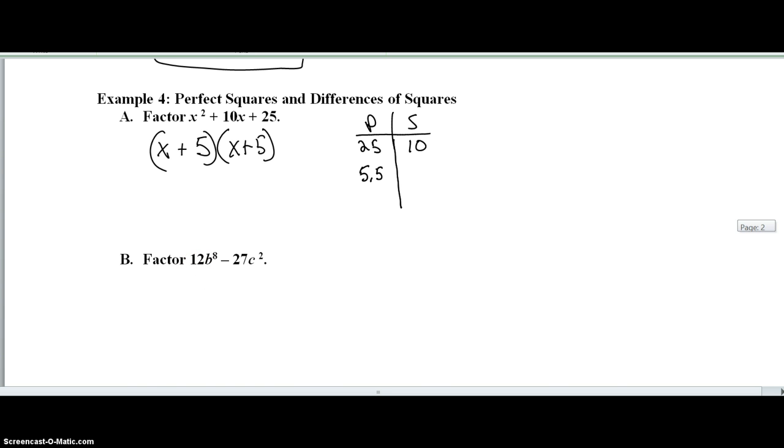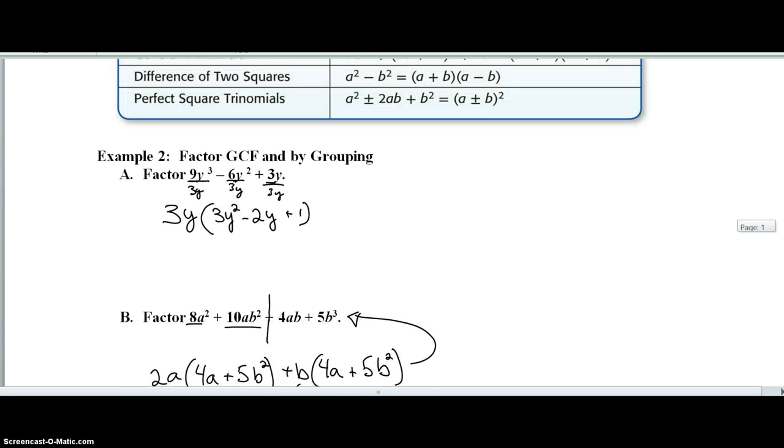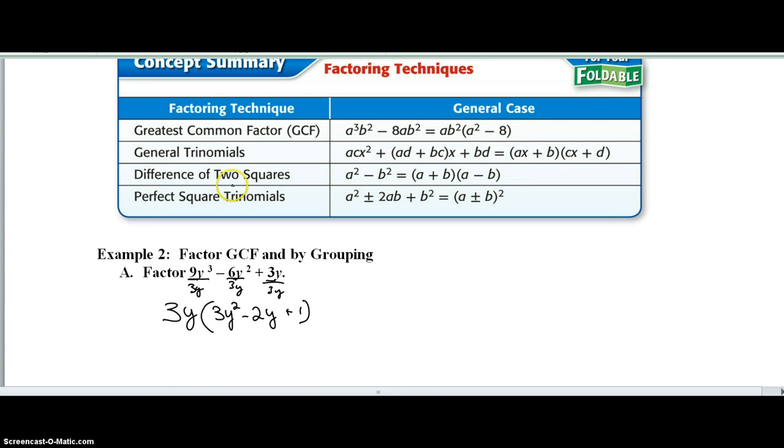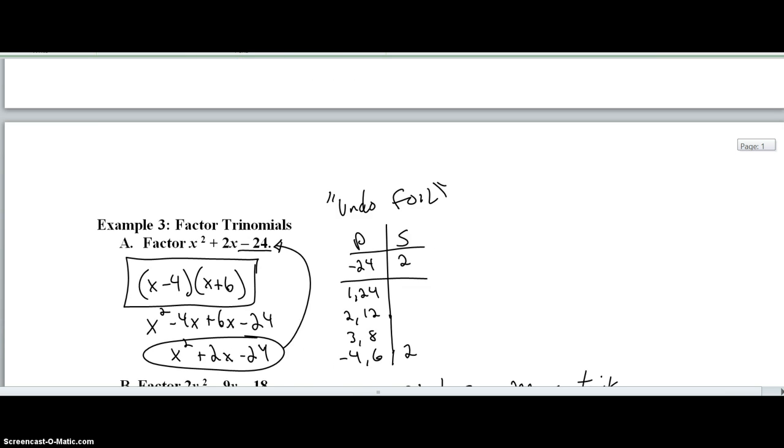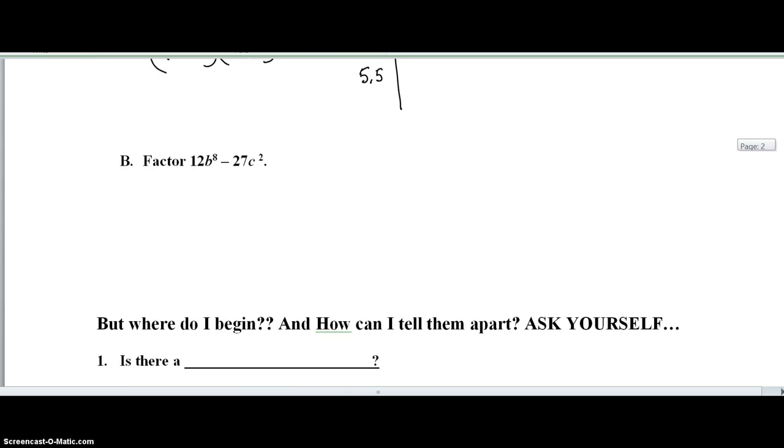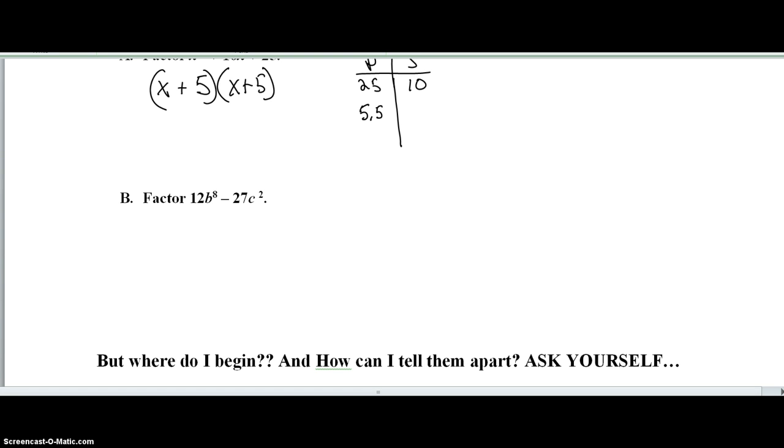So let's scroll up and take a look at our difference in squares. We have the first term minus the second term, then we have the first term plus the second term, or the square root of the first term plus the second term, and the square root of the first term minus the second term. So that's the same technique. We're going to say, is there a perfect square?